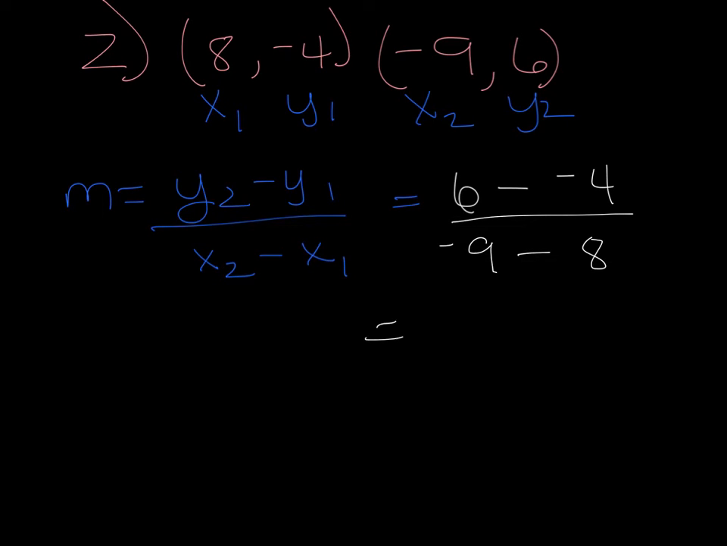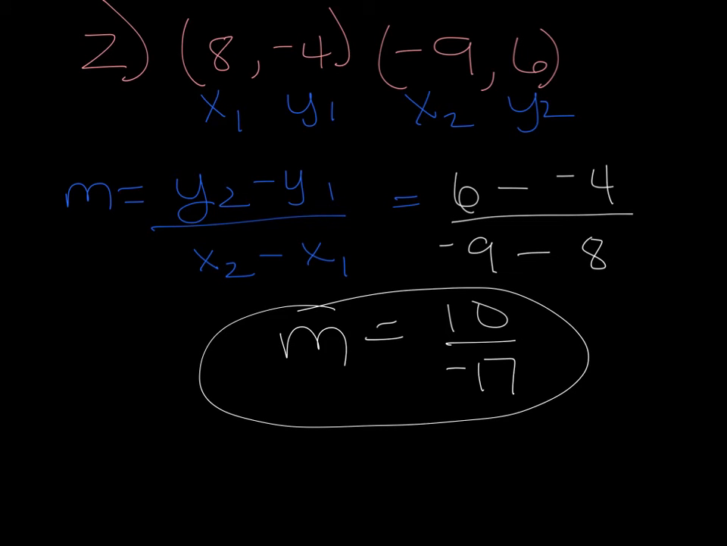So now I do the computation. 6 minus -4 is 10. On the bottom, -9 minus 8 is -17. So the slope of this line is -10/17.